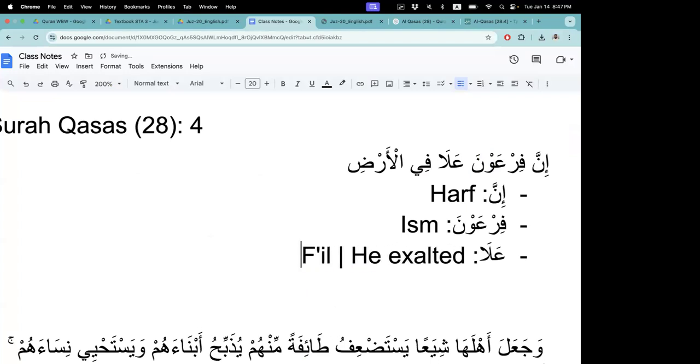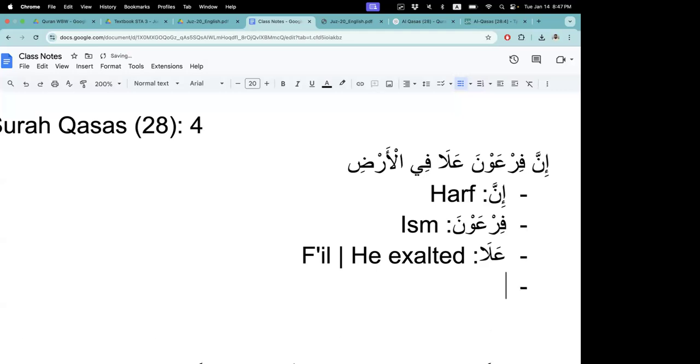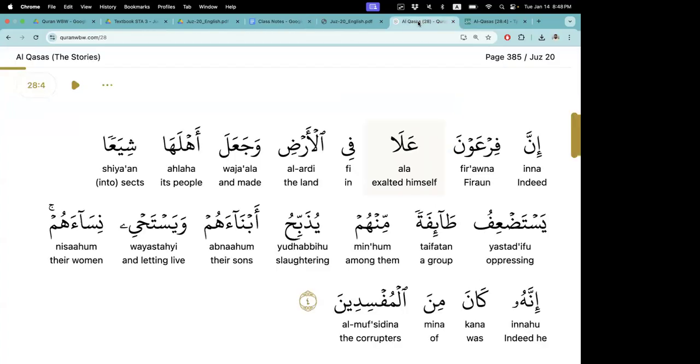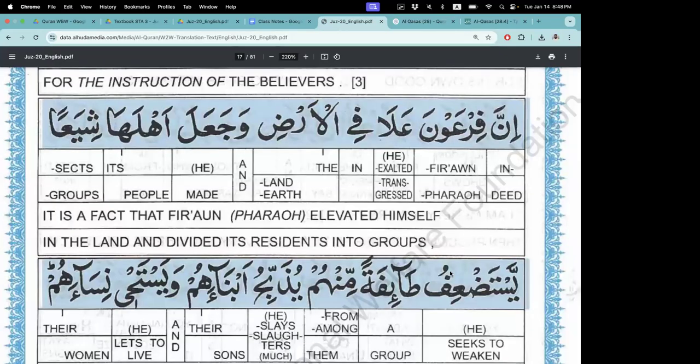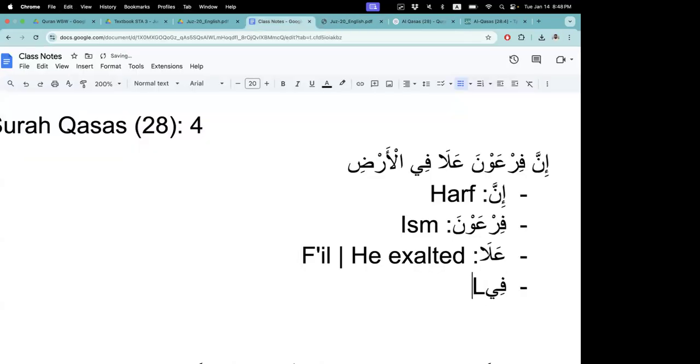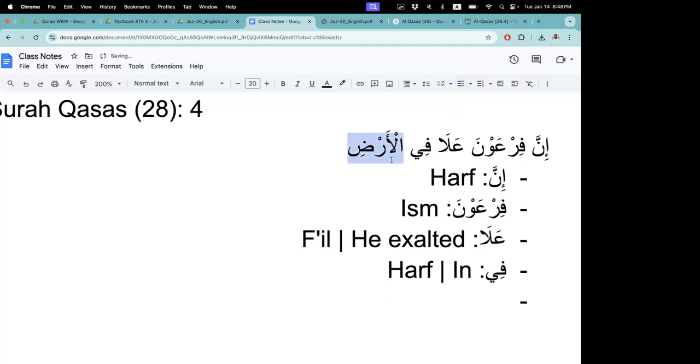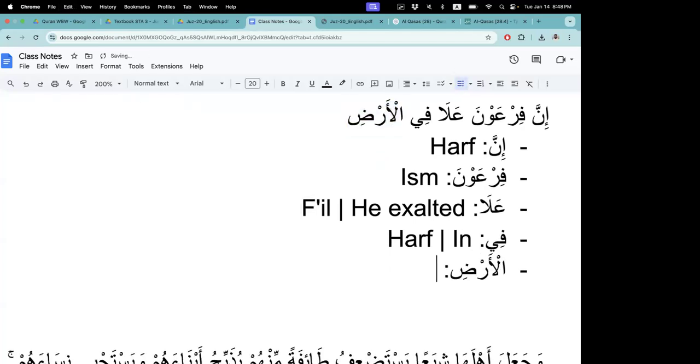Its root we will ignore for now because it will confuse you. The root that's not going to confuse you, I'll share that with you. Fi is a harf, and what does fi mean? Fi means in. He exalted himself fi, in. This is a harf. Al-ardi, this should be easy. What is al-ardi? Ism, fi'l, or harf? What do you think? You have al. It is an ism. Very good.